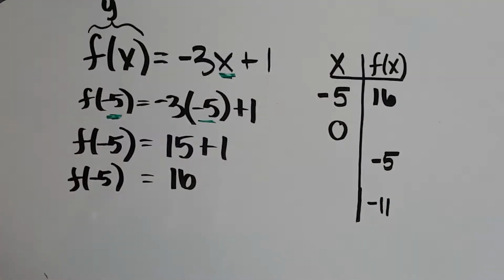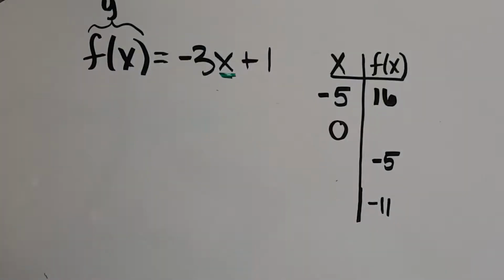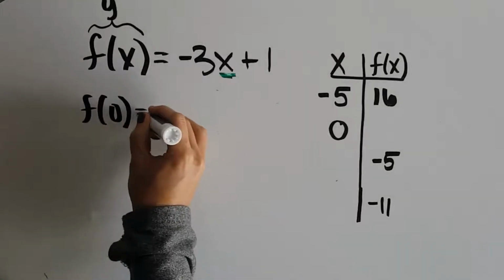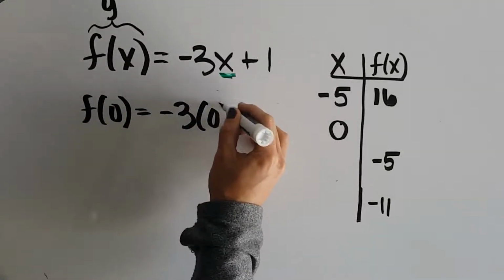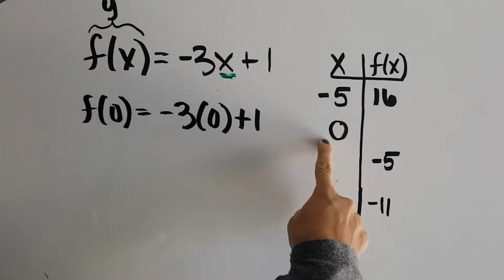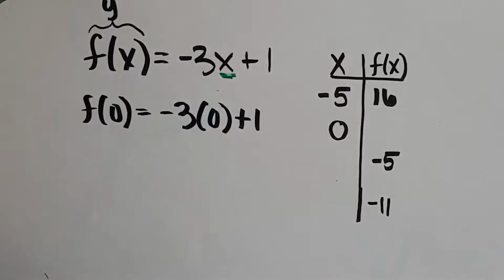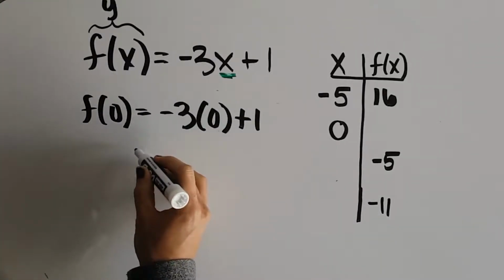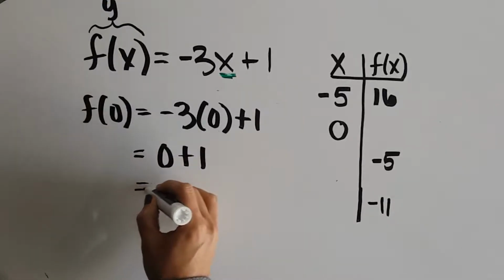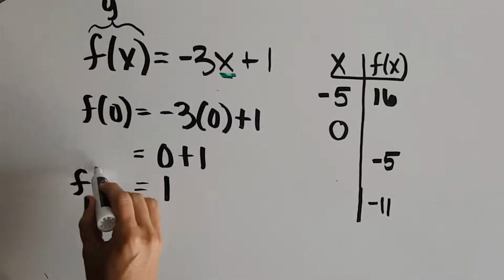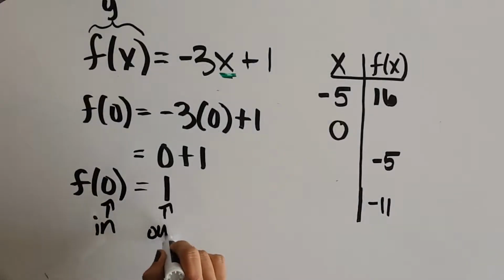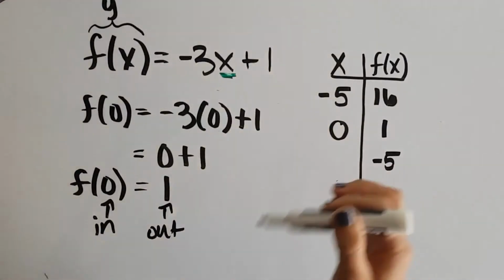So we can do the same thing for 0. So f of 0 is equal to negative 3 times 0 plus 1. Again, you can see we're taking that input value and we're substituting it in where we used to see an x. When we simplify this, we end up with negative 3 times 0 is 0, plus 1 is 1. So when I put 0 in our function, we get out a positive 1.